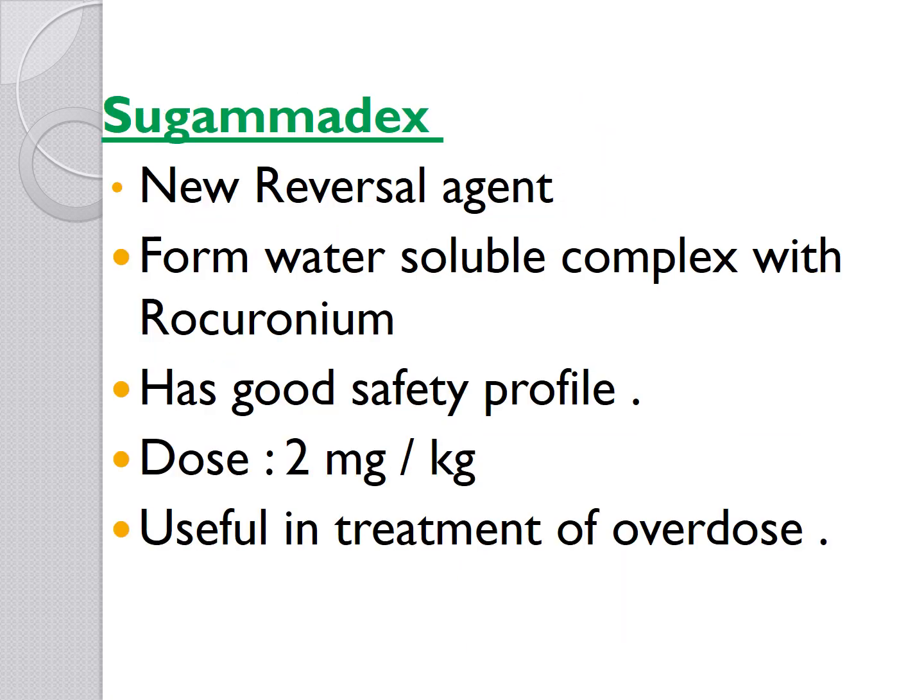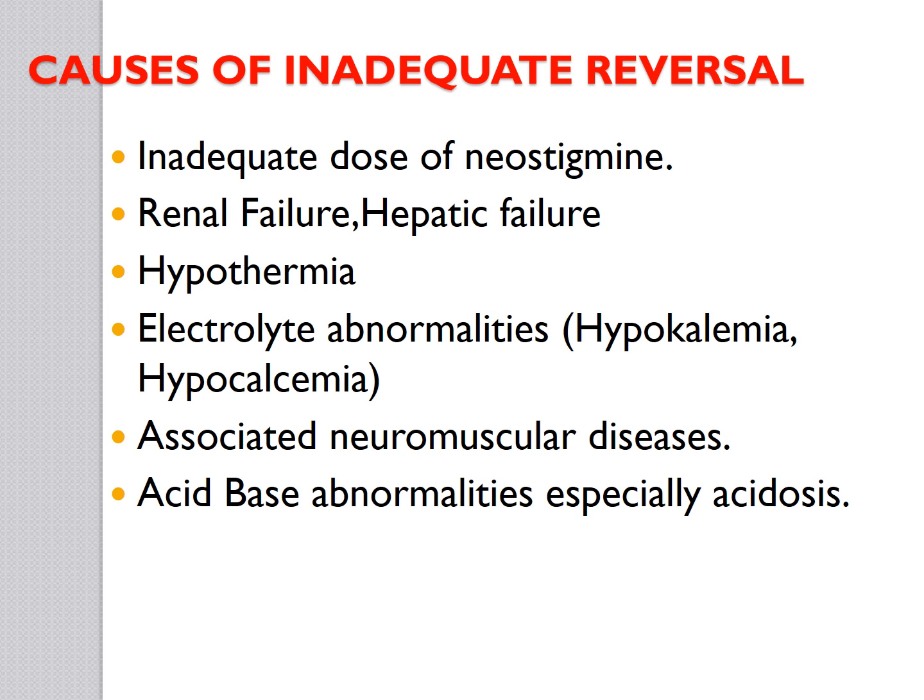Sugammadex is a new reversal agent. It forms a water-soluble complex with rocuronium and has a good safety profile. Its dose is 2 mg per kg and it's useful in treatment of overdose. Causes of inadequate reversal: inadequate dose of neostigmine, renal failure, hepatic failure, hypothermia, electrolyte abnormalities such as hypokalemia or hypocalcemia, associated neuromuscular diseases, and acid-base abnormalities, especially acidosis.